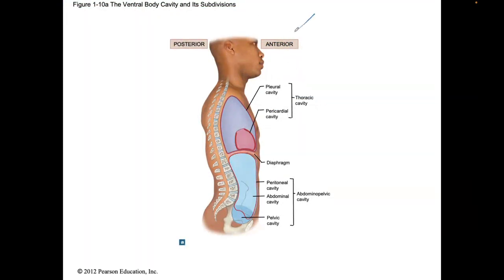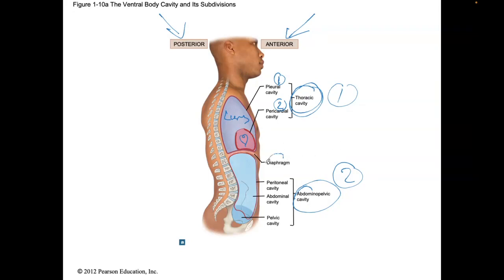So here's anterior, we know what that means, and back here is posterior. In the anterior portion, we have a thoracic cavity and we have an abdominal pelvic cavity. Those are the two main cavities in the anterior. But in the thoracic cavity, there's two cavities within, one for the lungs and one for the heart. The one for the lungs is called the pleural cavity, and the one for the heart is called the pericardial cavity.